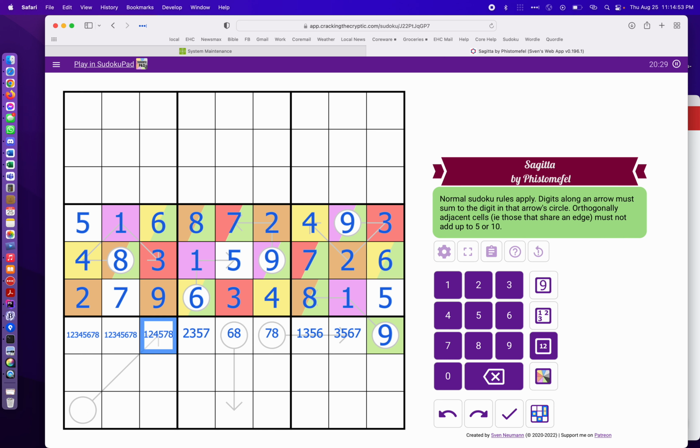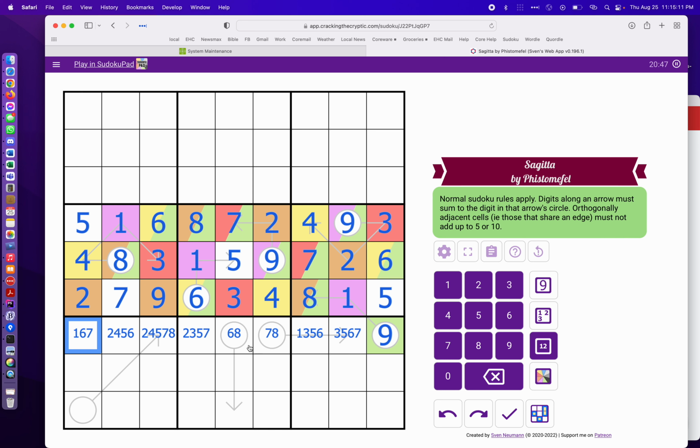This one can't be a 3, 6. It can't be a 1. This one can't be a 1, 7, 8. It also can't be a 3. This one can't be a 2, 4, 5. It also can't be a 3 or an 8.